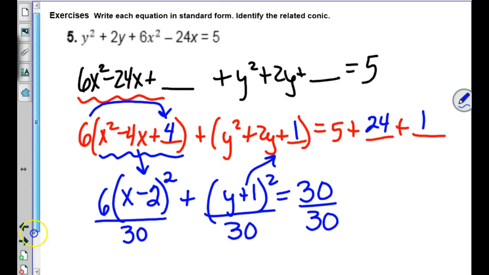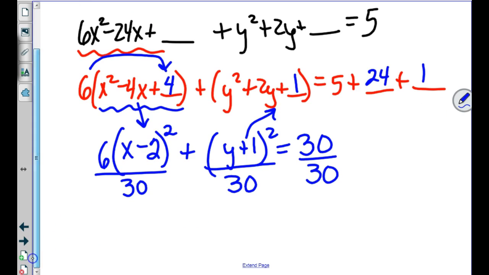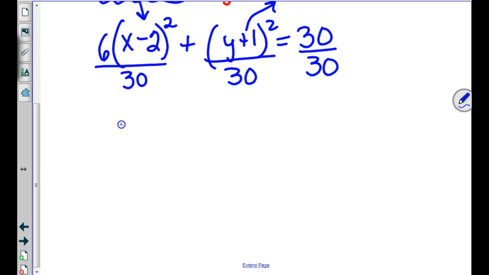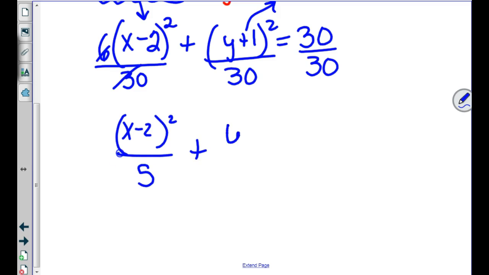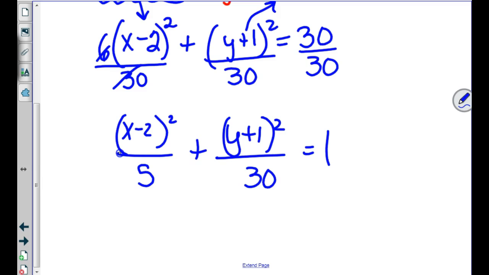So I would have x minus 2 quantity squared over 5, since 6 goes into 30 five times. Y plus 1 quantity squared over 30, nothing to reduce, so it stays 30, and this side is 1. I'm really glad I don't have to graph that, because those aren't nice numbers, right? They're not nice, perfect squares. But this is the form of an ellipse. Guys, you're eventually going to have ones that have a minus in here, and that will make it a hyperbola. As long as you have quantity squared plus quantity squared equals 1, it is an ellipse.